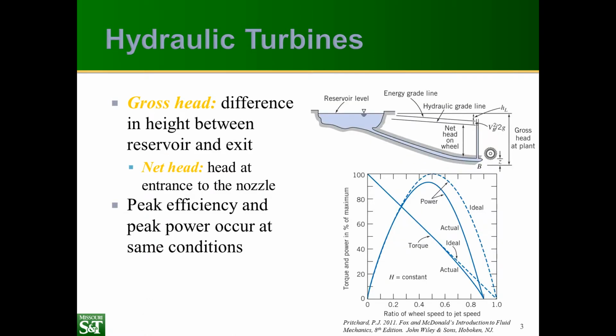When we're analyzing these types of hydraulic turbines, we have a few parameters we need to define. The first is the gross head. The gross head is the difference in height between the reservoir and the exit, and it basically measures the head of the reservoir of the fluid. The net head is the head at the entrance to the nozzle. So basically there's some friction loss that's accounted for when you calculate the net head. The peak efficiency of these types of systems and the peak power occur at the same conditions.